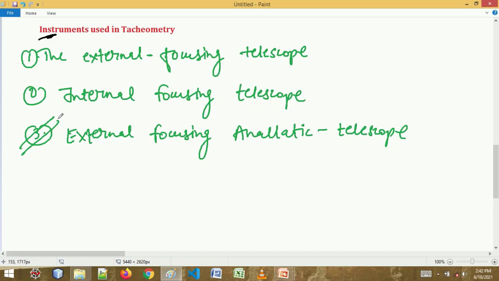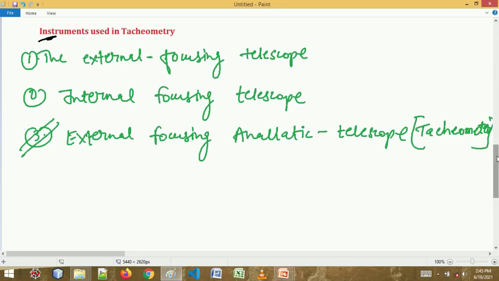The term tachyometer is restricted to a transit theodolite which is provided with an analytic telescope. The term tachyometer is basically restricted to a transit theodolite of this third type.